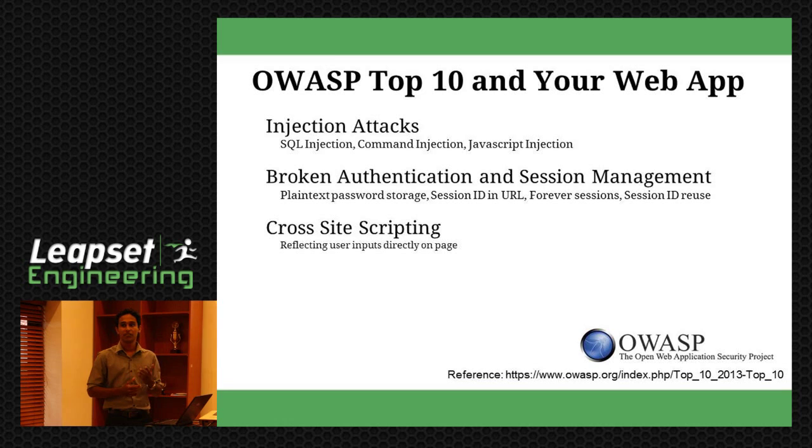OWASP Top 10 is a worldwide guideline which is used for web application development as well as web application penetration testing, which lists the 10 topmost security vulnerabilities found in web applications. For the time being, I'll discuss only 5 of these and what they mean. OWASP stands for the Open Web Application Security Project. It's an open source project.